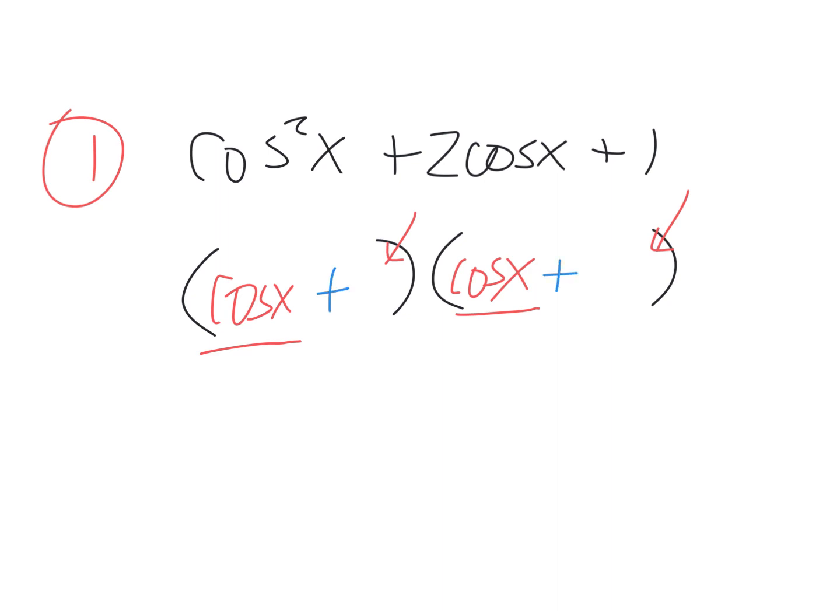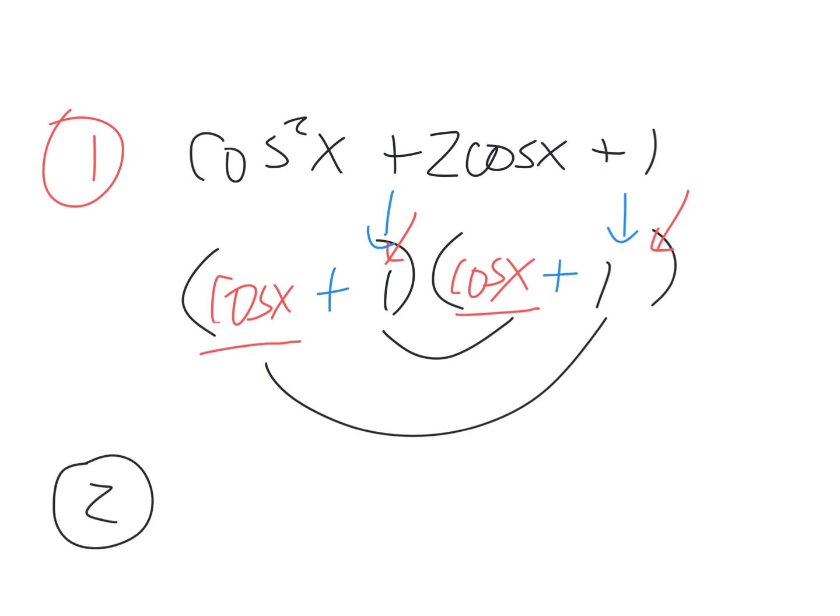Ian, what goes in these spots? Yep, 1 times 1 makes 1. And if you want to be sure you did it right, you check the outside and the inside, and you get cosine, and that makes 2 cosine, and it worked. Cool. Number 1's done. Hudson, read me number 2.